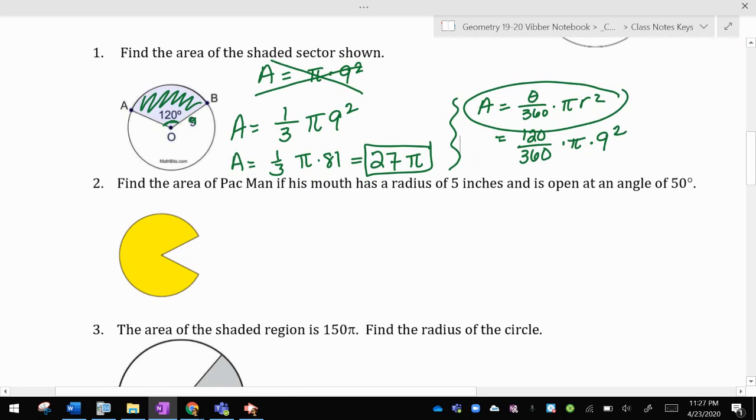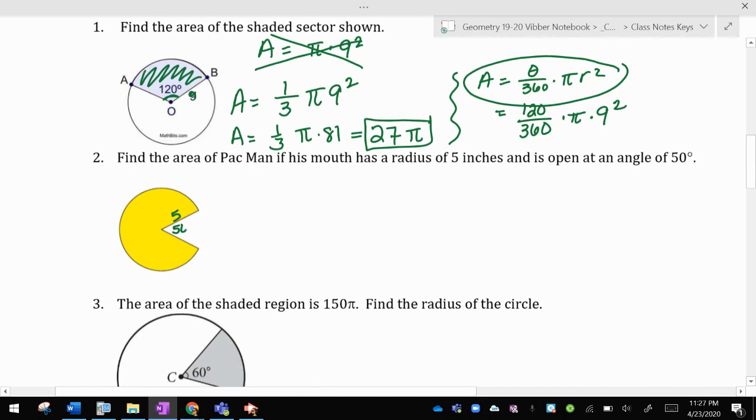So now if we look at this one, it says find the area of the Pac-Man if his mouth has a radius of 5, and it's open at an angle of 50 degrees. Well, this one's a little bit trickier because 50 is the part I don't want. I want the part behind the 50. So if all the way around on the inside is 360 degrees and I have 50 on the outside, that means this is 310. And if that's 310, the area of Pac-Man is 310 over 360, because that's the fraction of the circle I want, times pi times 5 squared.